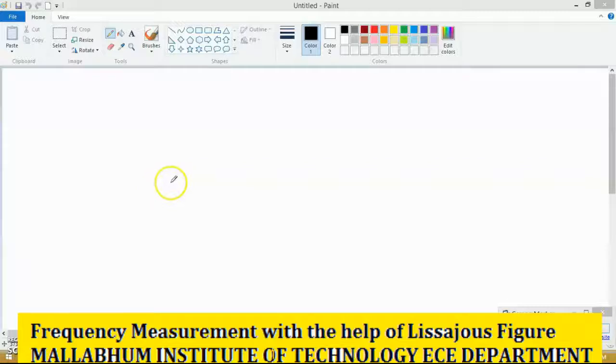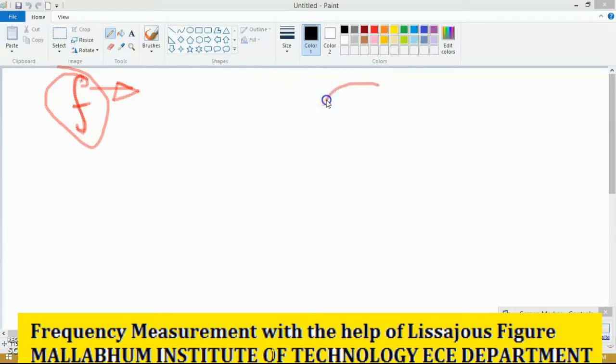Hello friends, today we will discuss the Lissajous pattern second part, which is measuring the frequency of a waveform with the help of a Lissajous pattern. But before discussing how to measure an unknown frequency with the help of the Lissajous pattern, first we will discuss the basic theory of the CRO.